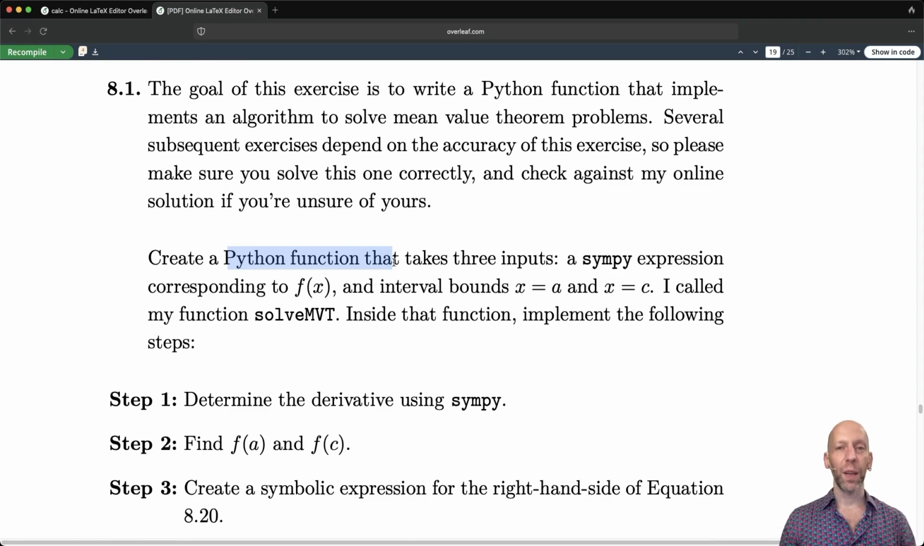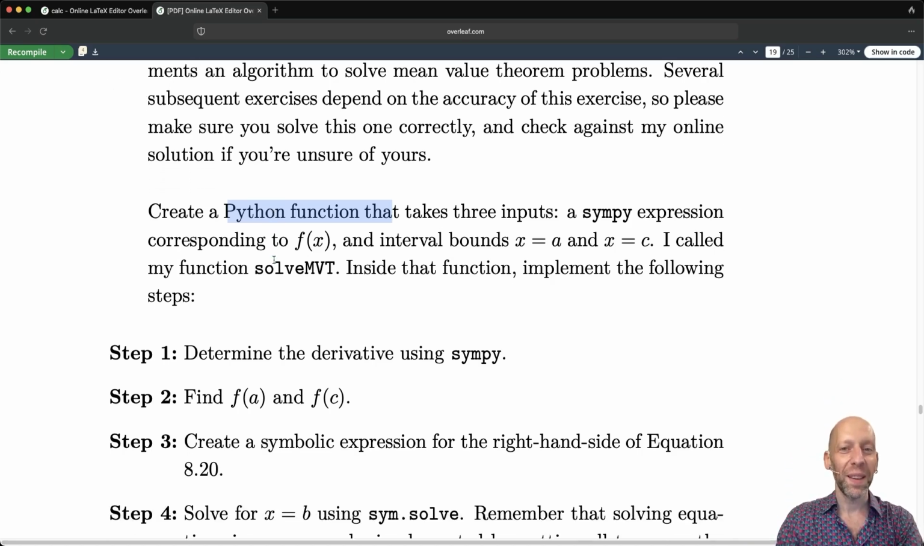Now, the function that you create in this exercise, you are going to use for the next like 5 or 6 exercises in this chapter. So take your time working through this one and make sure that you get the correct solution so that your subsequent exercise solutions are also correct.